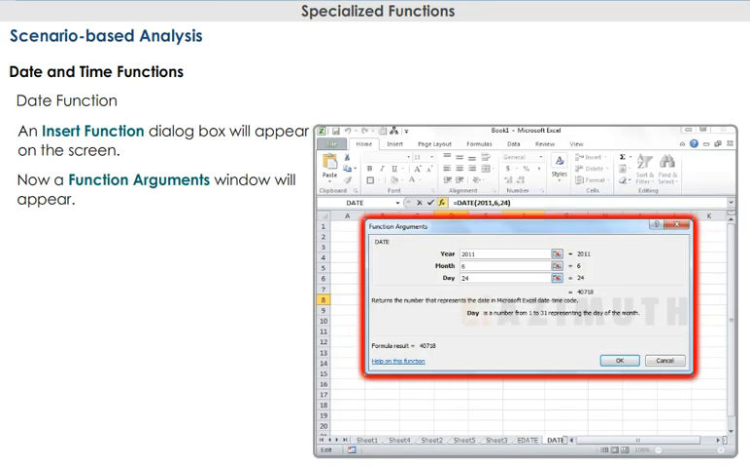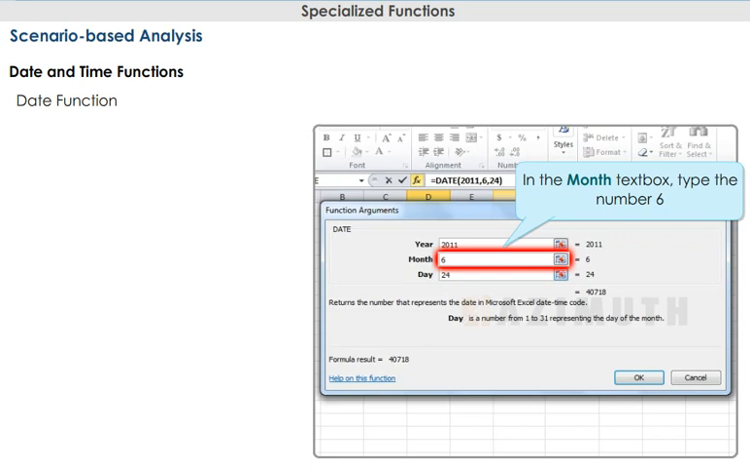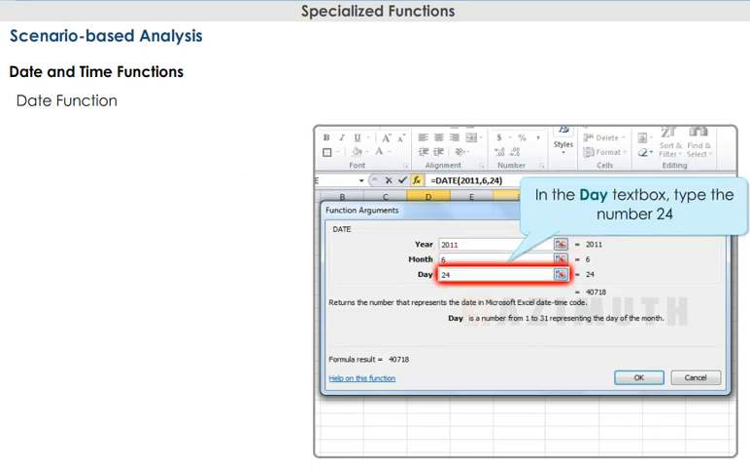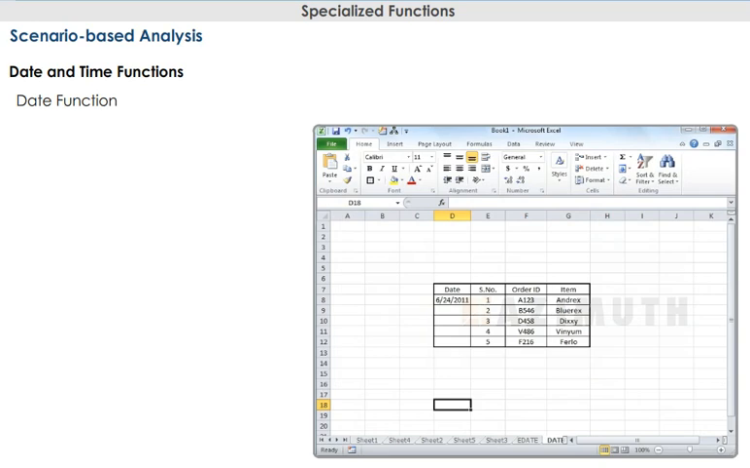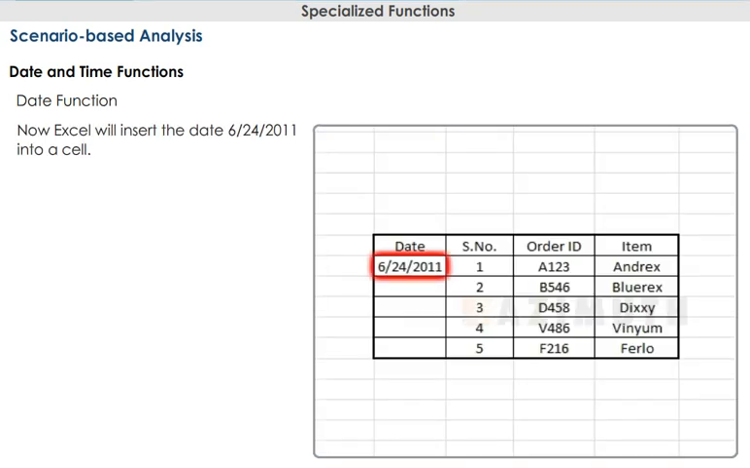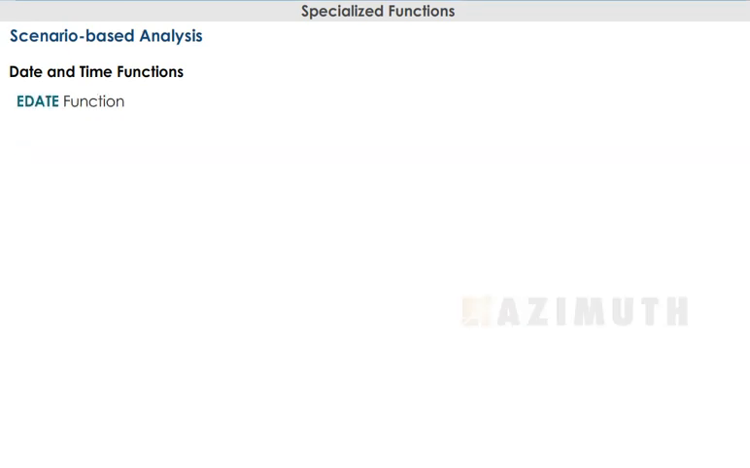Now, a Function Arguments window will appear. In the Year text box, type the number 2011. In the Month text box, type the number 6. In the Day text box, type the number 24. Click on the OK button. Now, Excel will insert the date 6/24/2011 into a cell.